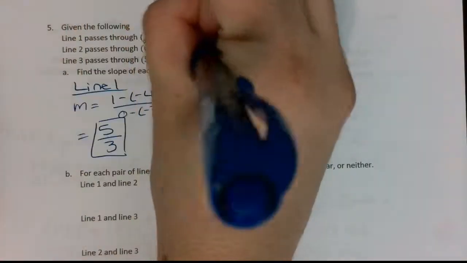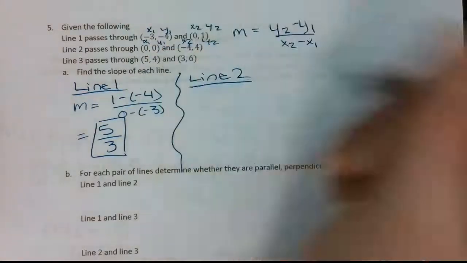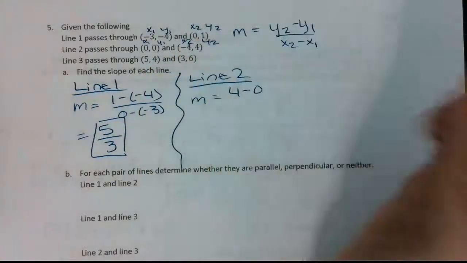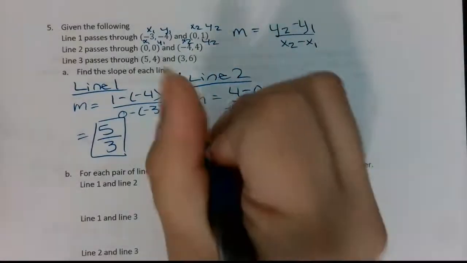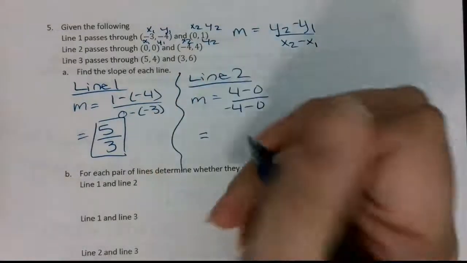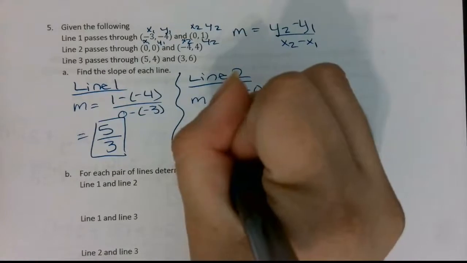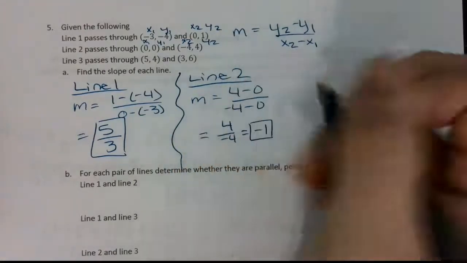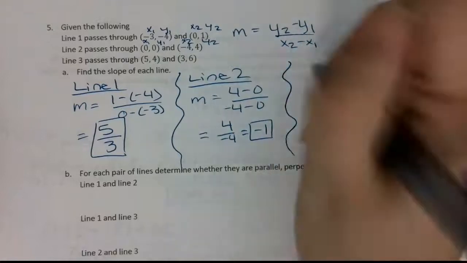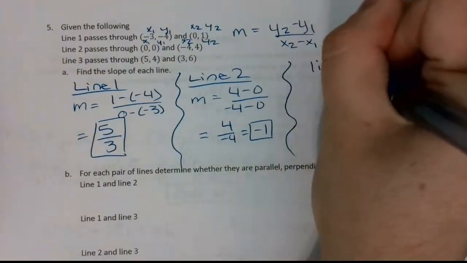This is x1, y1, x2, y2. So line 2. I have 4 on top, minus 0, and then on the bottom, negative 4 minus 0. I want to simplify that. 4 minus 0 is 4. Negative 4 minus 0 is negative 4, which gives me negative 1. I'm going to do the same thing for line 3.